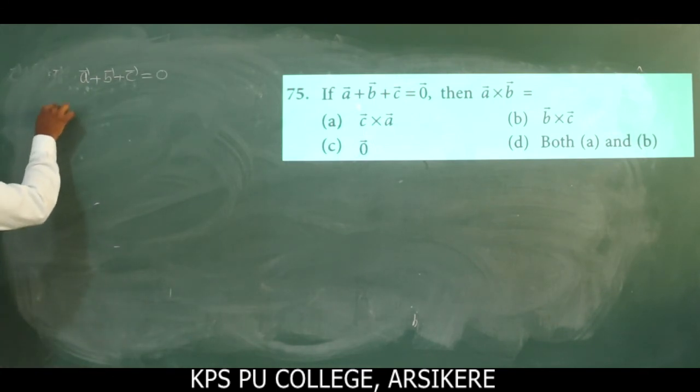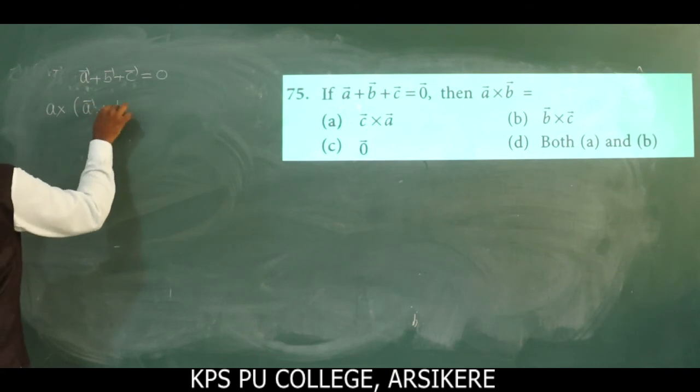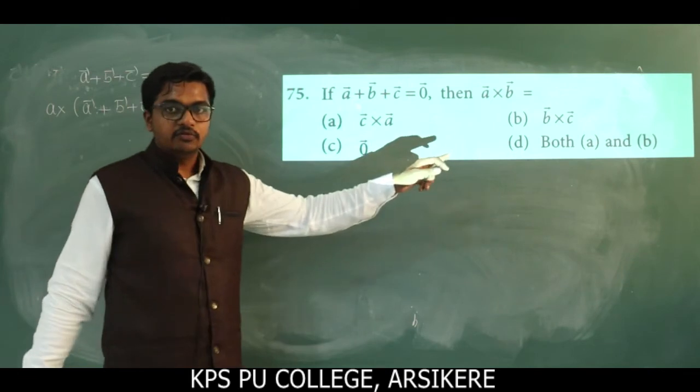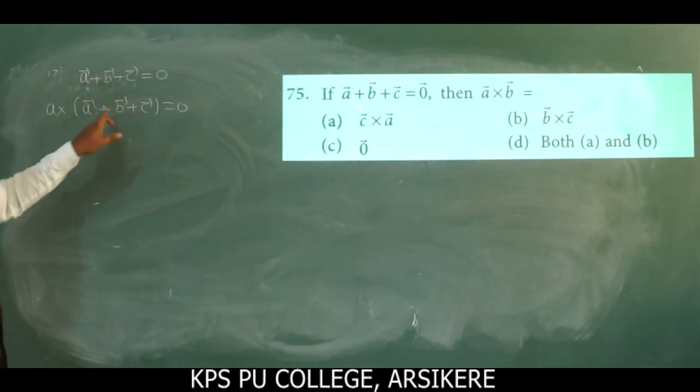First we have to find the cross product with this vector: A cross (A plus B plus C). Because we need to find an expression for A cross B, first we take the cross product with A, so that A cross B comes here. That's why cross product with A.